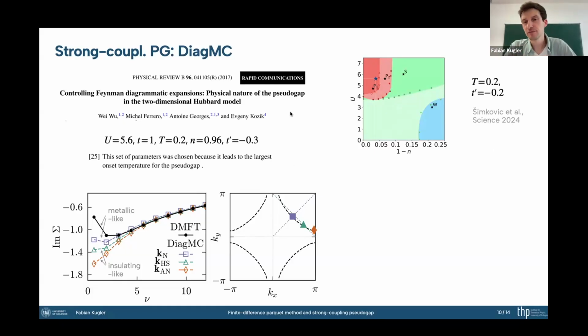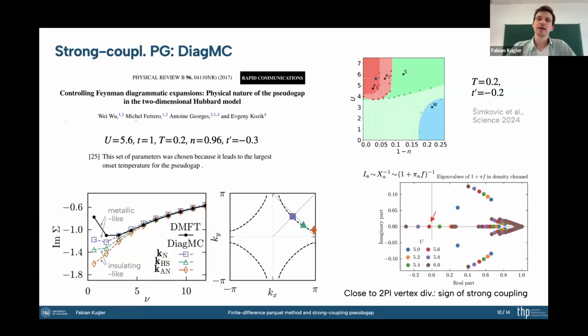It is at fairly large U, I would say, but we actually have another indication for calling it strong coupling physics. Recall that the irreducible vertex on the impurity is obtained by a matrix inversion, and we check for the eigenvalues of this matrix. And as we increase U to 5.6, we actually encounter the fact that the smallest eigenvalue has crossed the origin. So we are very close to a vertex divergence, which I would say is a sign of strong coupling physics indeed.